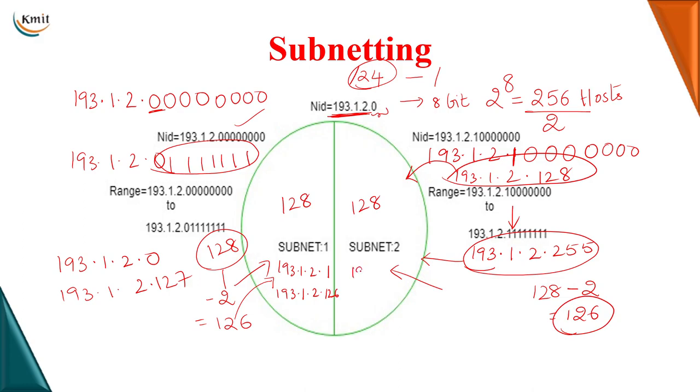ranging from 193.1.2.129 to 193.1.2.254. 128 is already taken. What is left? 129. From 129 till 255 is taken for broadcast ID. So I will get it till 254.